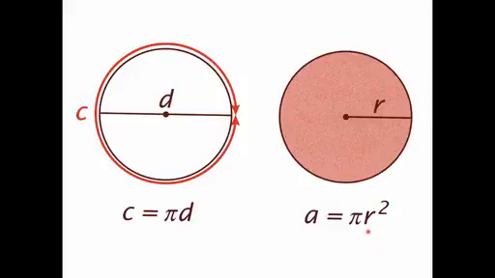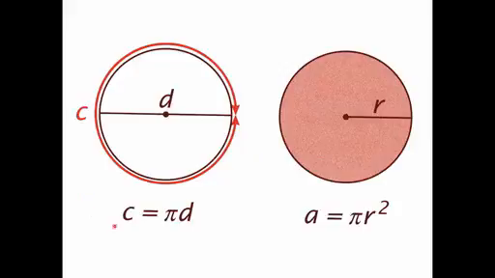The other theorems we're going to work with today have to do with finding the circumference of a circle and finding the area of a circle. I think these are familiar to you. The circumference of a circle all the way around is equal to pi times its diameter. Again, we prove this in much more detail later. And the area of a circle is pi times its radius squared.